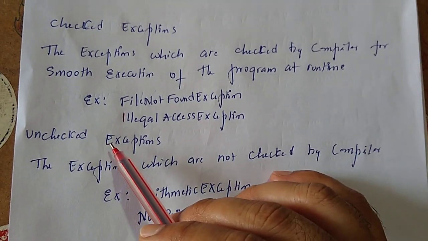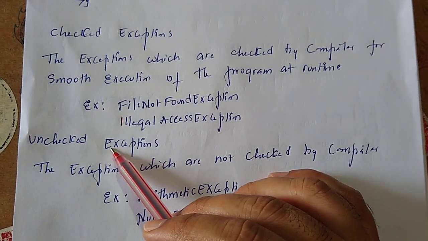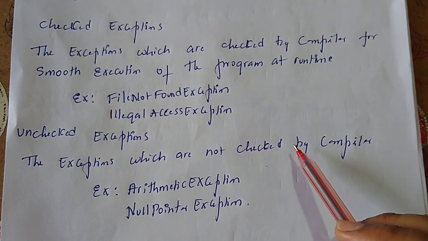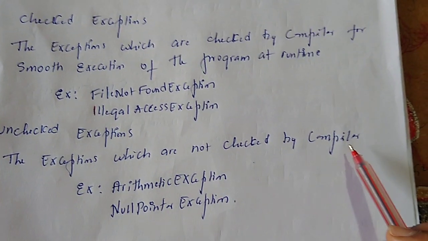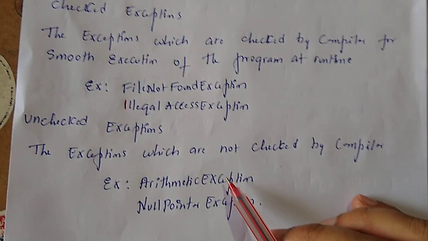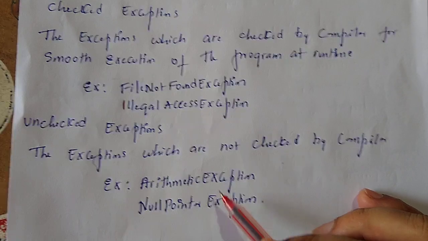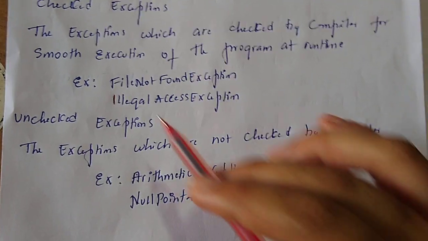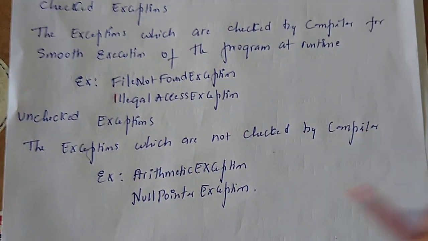And now we'll see the definition of unchecked exceptions. What are unchecked exceptions? Exceptions which are not checked by the compiler during compilation, we call unchecked exceptions. So ArithmeticException and NullPointerException are kinds of unchecked exceptions.